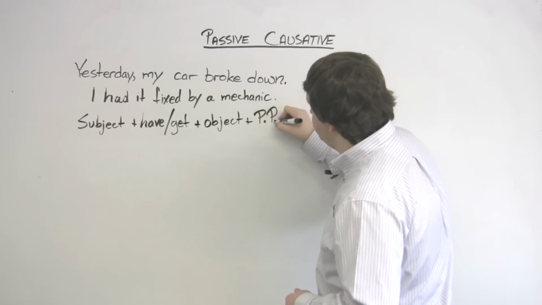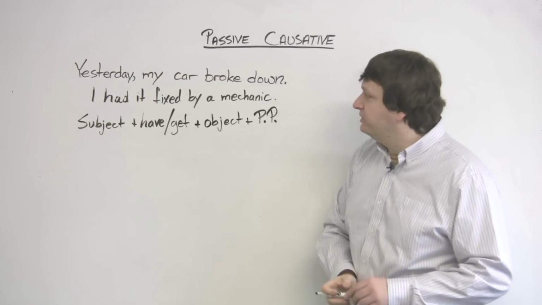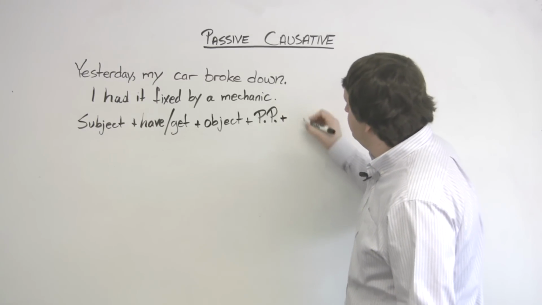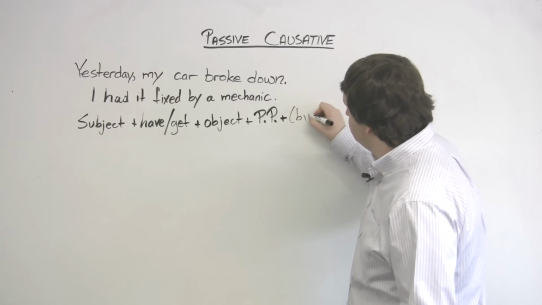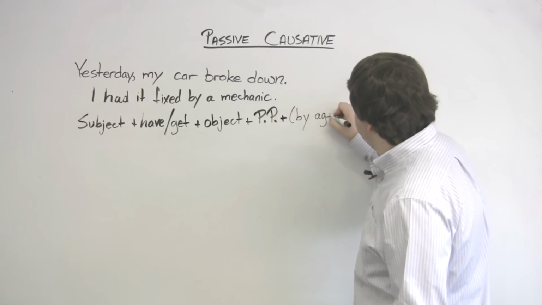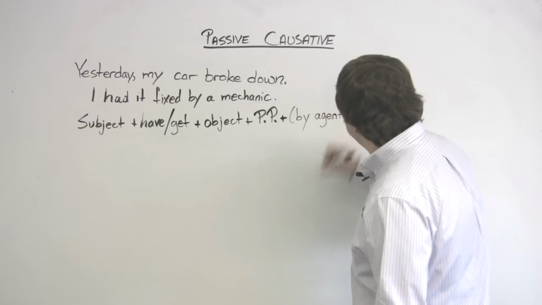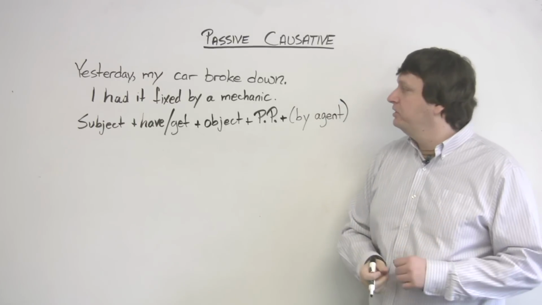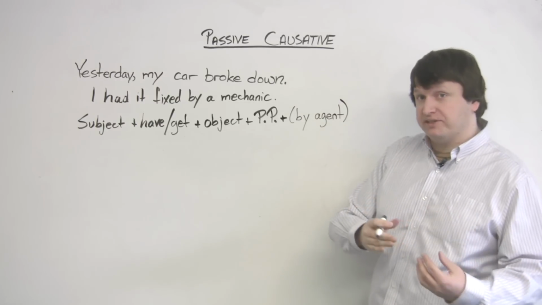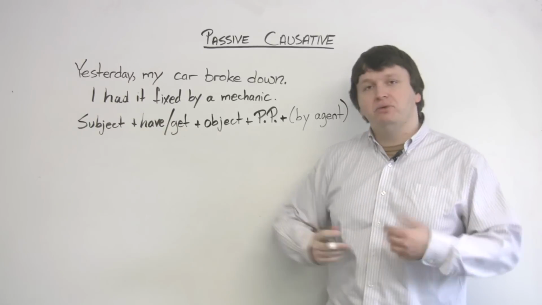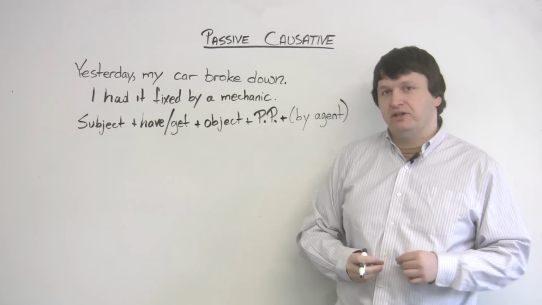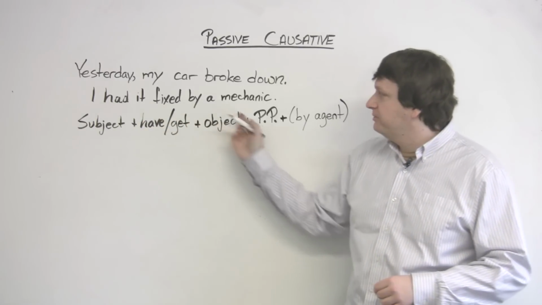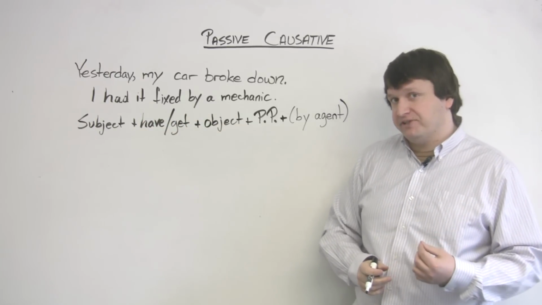So we're just going to use PP for the advanced students here. So we have the past participle plus, and this is optional in some cases, a by phrase. And I said by an agent. Agent is the person who did the action to the object. Okay? So here, you didn't fix your car, right? You got someone else to fix your car. So you had it fixed by a mechanic. This is the passive causative.